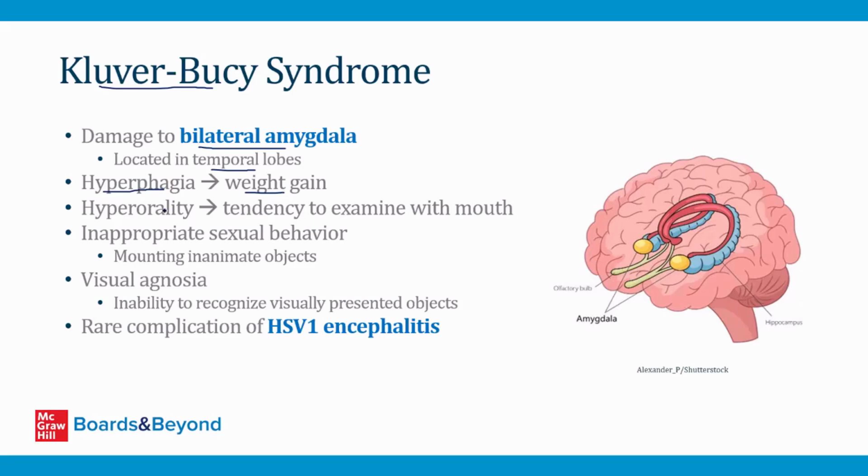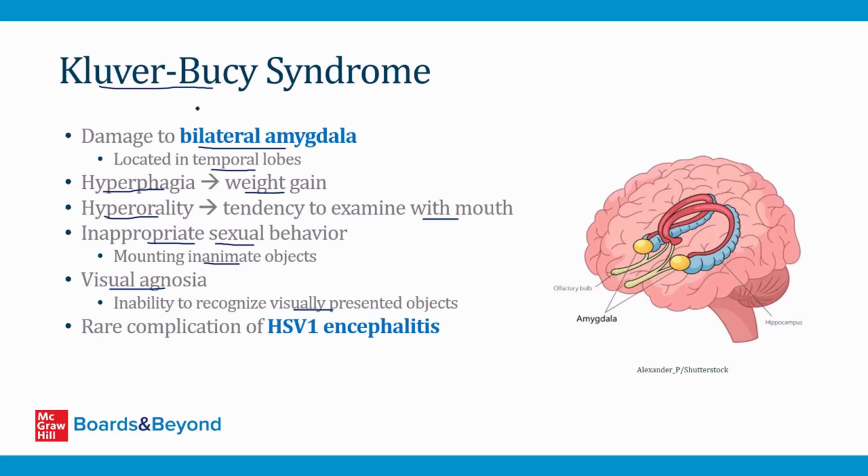Patients also develop abnormal behavior, including hyperorality, so this is a tendency to want to examine things with their mouth. Another classic feature is inappropriate sexual behavior. In particular, patients sometimes mount inanimate objects for sexual reasons. And then there can be visual agnosia. Agnosia refers to the inability to recognize visually presented objects. Patients basically won't even be able to tell that these objects exist in the world around them.